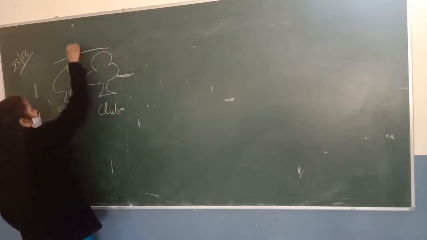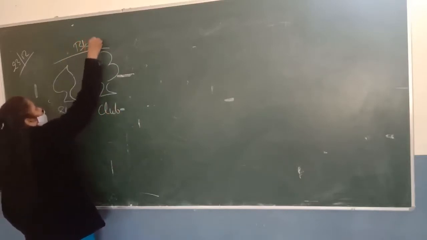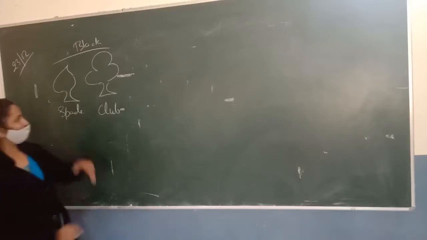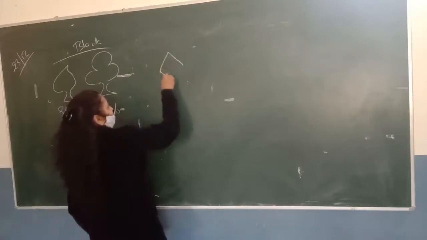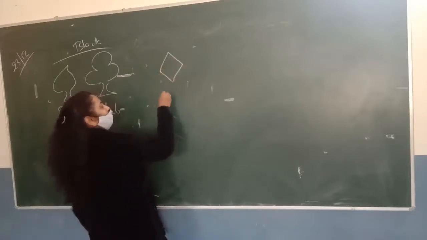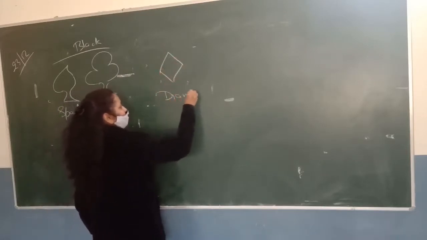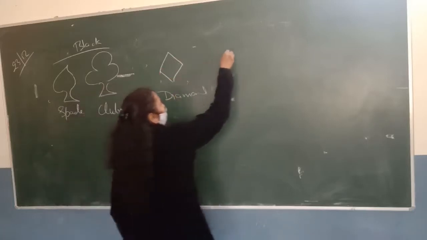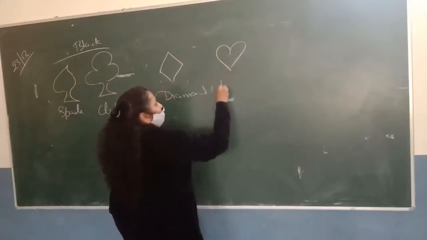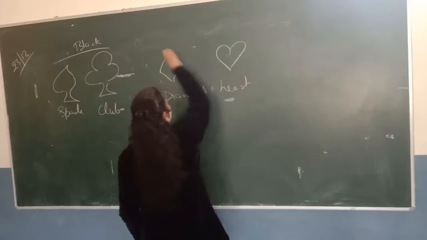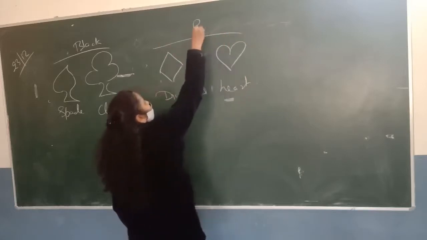Both of these are black in color. You must have seen cards, but maybe you don't know the English names, only the Hindi names: hukum, chidi. So this is called club and this one is the spade. And the 2 other cards which are red in color are called diamond, and this one is the heart. These are red in color.